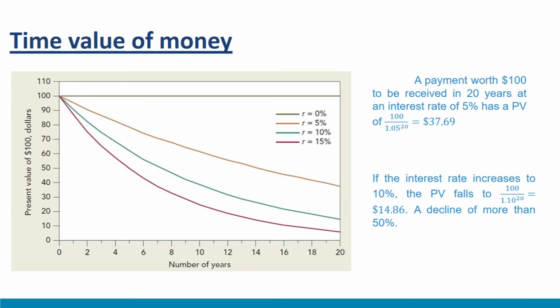From this PV computation, it is quite obvious that the longer you have to wait for your money, the lower its present value PV. Even small variations in interest rate can have a considerable effect on the present value, particularly for long durations. Consider the example in the figure shown here. A payment worth $100 to be received in 20 years at an interest rate of 5% has a PV of 100 upon 1.05 raised to the power 20 equal to $37.69. If the interest rate increases to 10%, the PV falls to 100 upon 1.10 raised to the power 20 equal to $14.86, a decline of more than 50%.